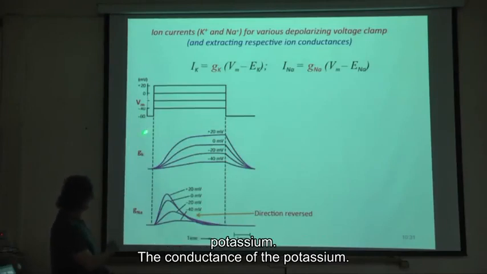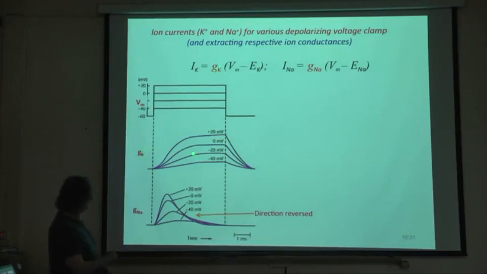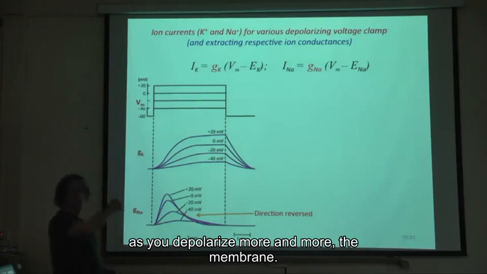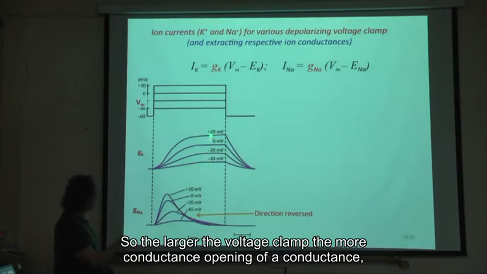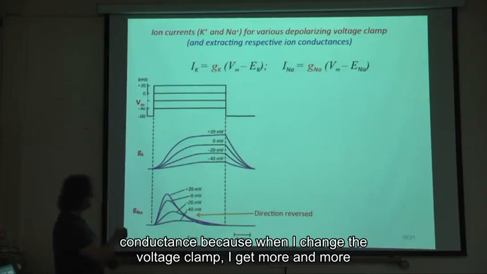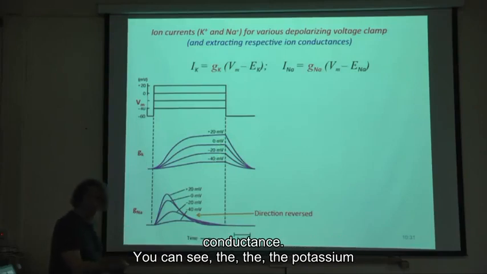So let's look, for example, at the conductance of the potassium. You can see that the conductance of the potassium becomes stronger and stronger as you depolarize the membrane more and more. So the larger the voltage clamp, the more opening of a voltage-dependent conductance. I can call it voltage-dependent conductance because when I change the voltage clamp, I get more and more conductance.